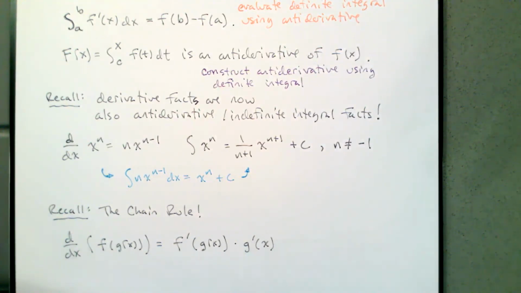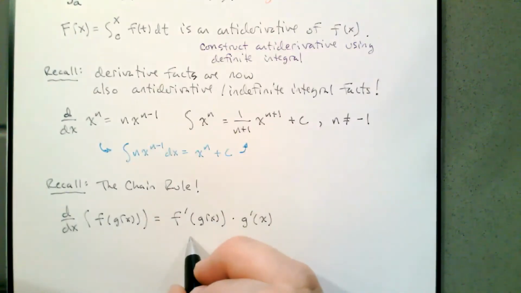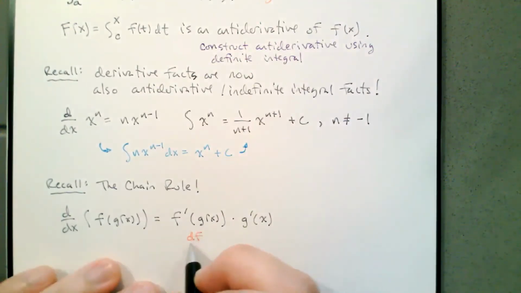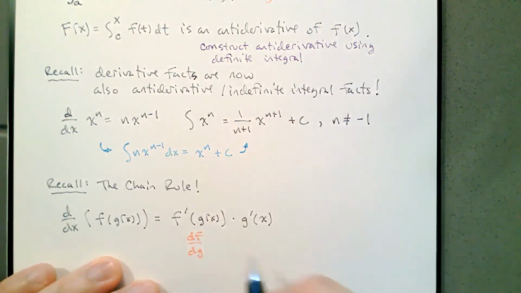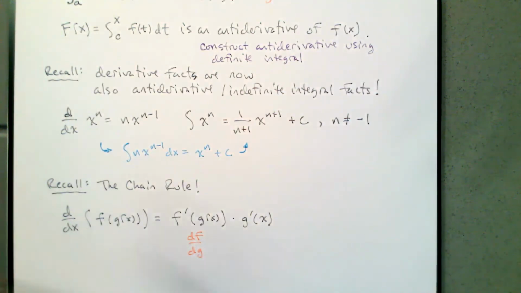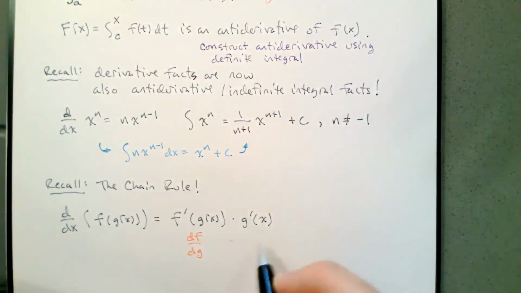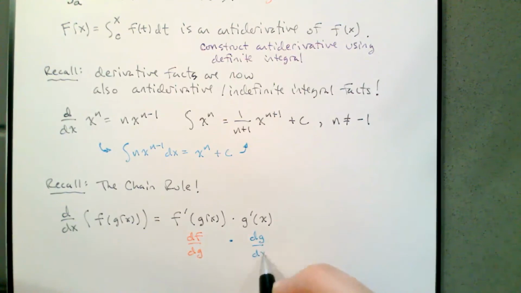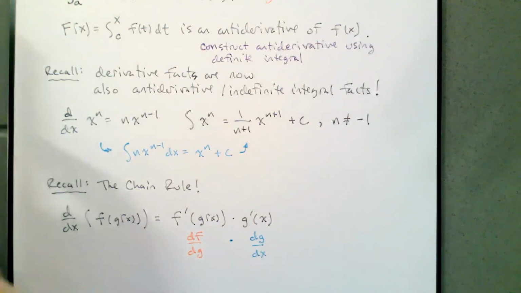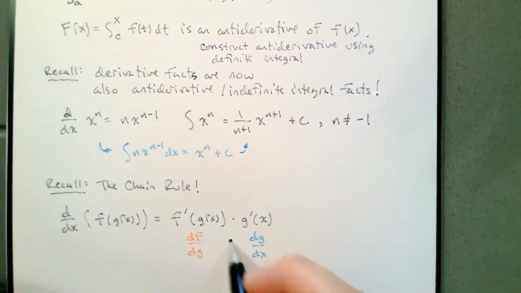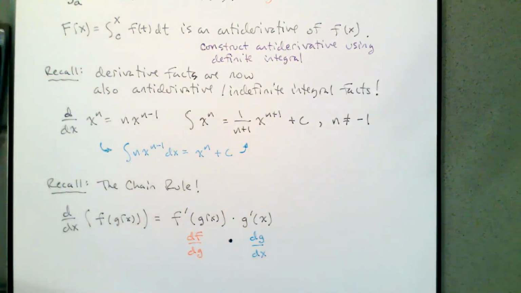We take the derivative of f with respect to g and multiply by the derivative of g with respect to x. And then we imagine that the dg's cancel out and just end up with df dx.